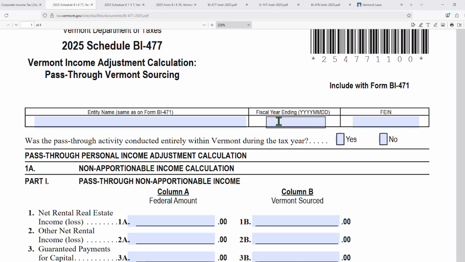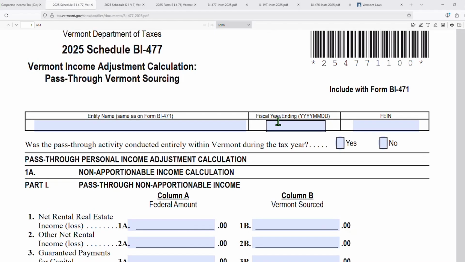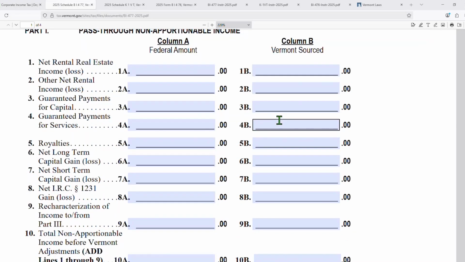And so we understand that column A and column B kind of become superfluous for the businesses that just have Vermont activity. So we added this year: if you only have Vermont activity, check yes, and then column A should just match column B. I don't think we have a way that it automatically populates that right now, but everything should match. And that's an easier way to fill out this form, right? Because we've gotten questions about that over the years.